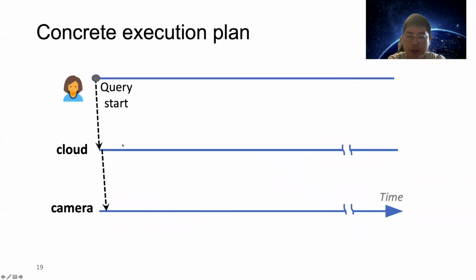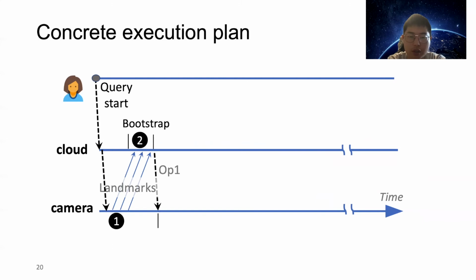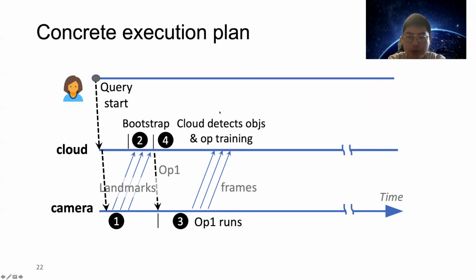So here we explain the concrete query process. Once a user issues a video query, it will be delivered to the cloud and also to the cameras that are queried. The cameras send landmarks to the cloud to bootstrap the first operator, which will be downloaded to the camera for local processing. The camera then uses this operator to rank the frames and also sends the ranked frames to the cloud at the same time. The frames received on the cloud will also be processed by an expensive Oracle model as a safeguard.